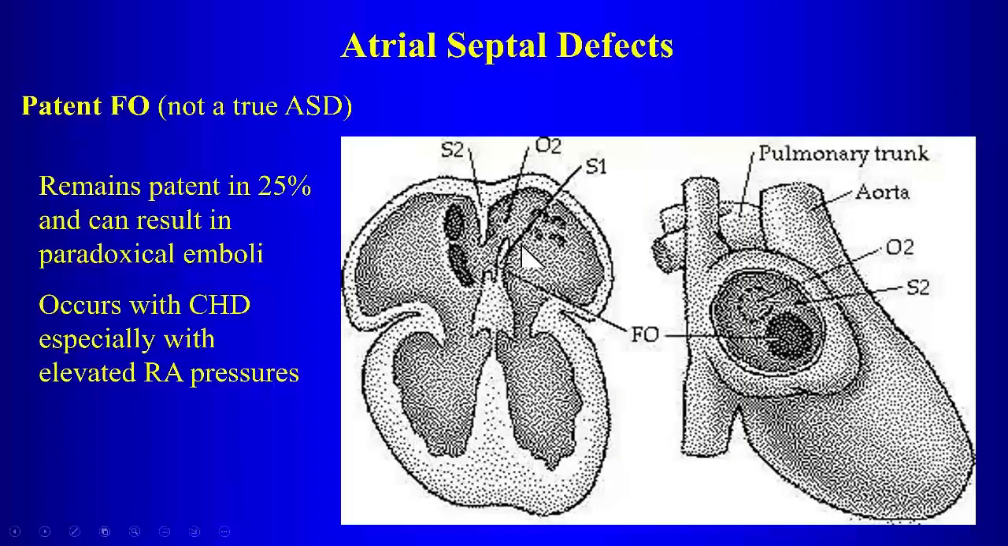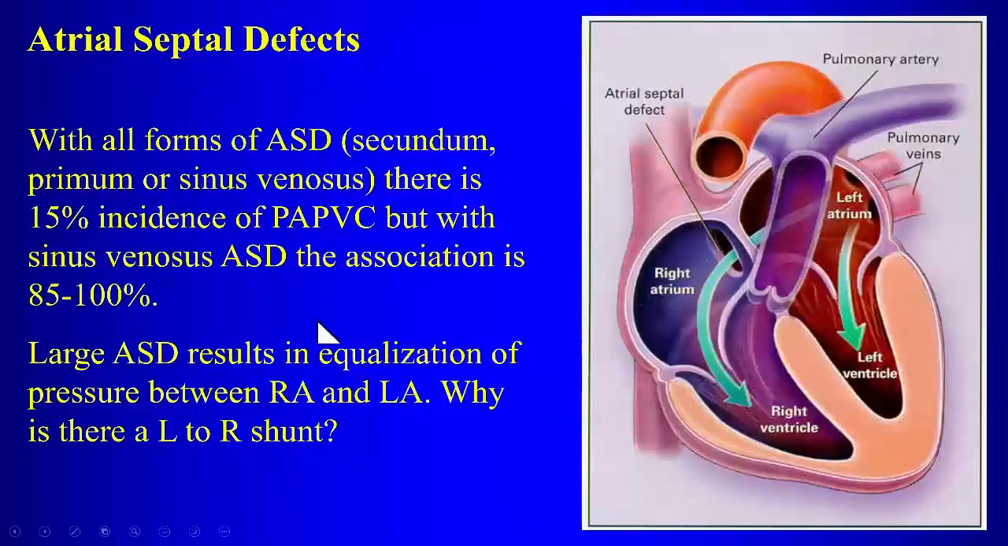And then we've also discussed in the past patent foramen ovale, which can also be a kind of defect through the atrial septum. So with all forms of ASDs, there is an association with partial anomalous pulmonary venous return, but it's almost 100% when you have sinus venosus atrial septal defects. Again, large ASDs result in equalization of pressures between the atria. Why is there a left to right shunt?